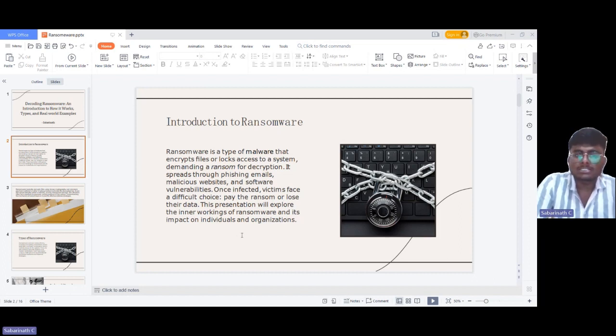As we embark on this educational journey, let us acknowledge the importance of staying informed, vigilant, and proactive in the face of evolving cyber threats. Together, we can create a safer digital landscape for ourselves and future generations. Let's dive into the realm of ransomware and emerge better equipped to save our digital future.